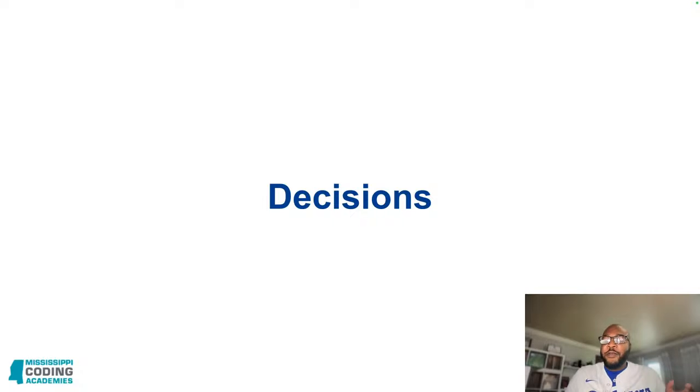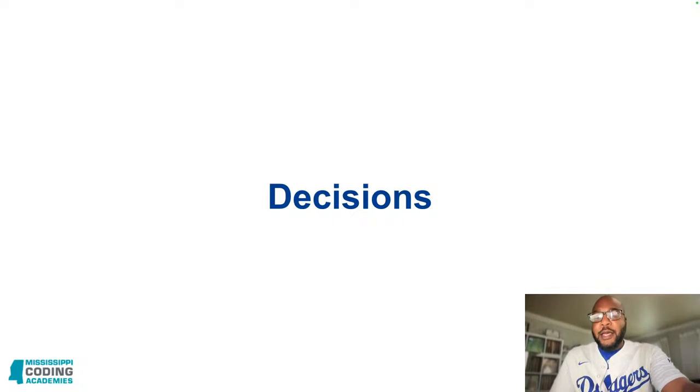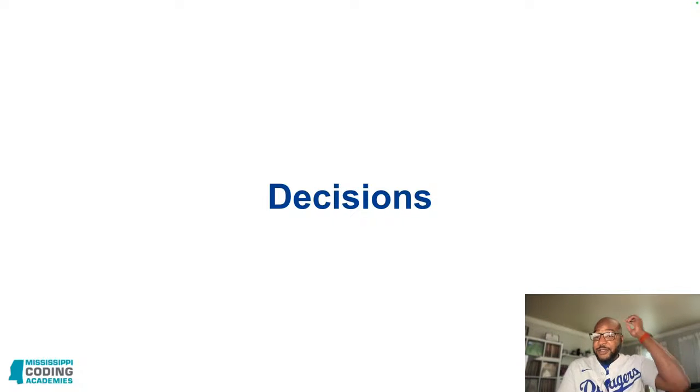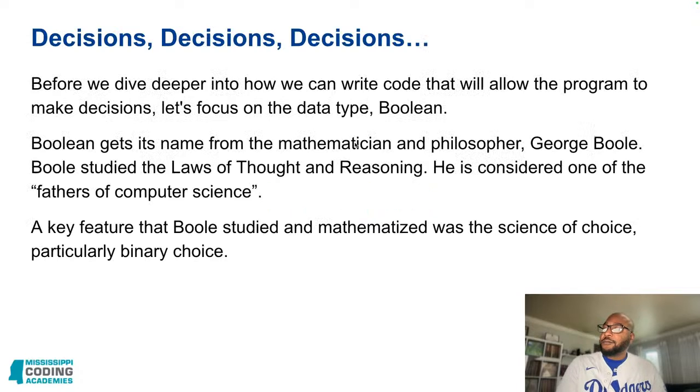So far we've talked about variables and we've talked about arrays, and we see some of the things that we can do. But now we want to talk about decisions. Before we dive deeper into how we can write code that will allow the program to make decisions, let's go back and focus on the data type Boolean.